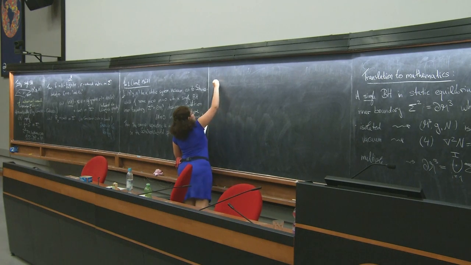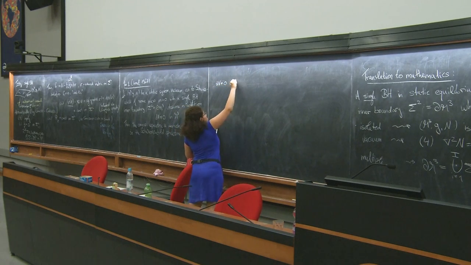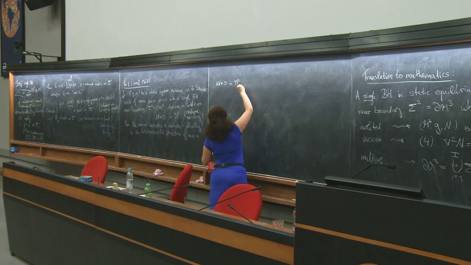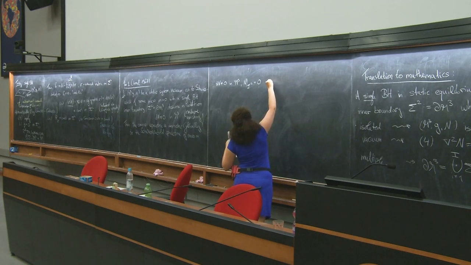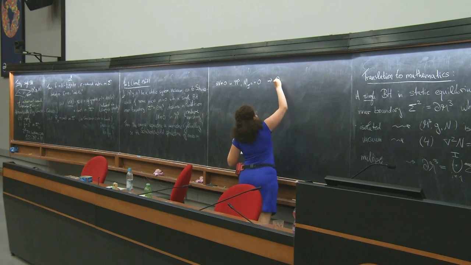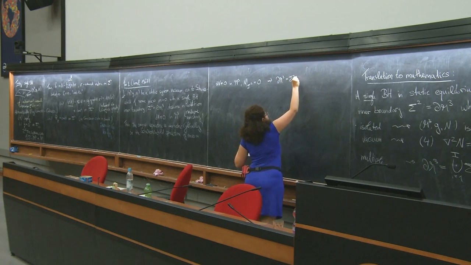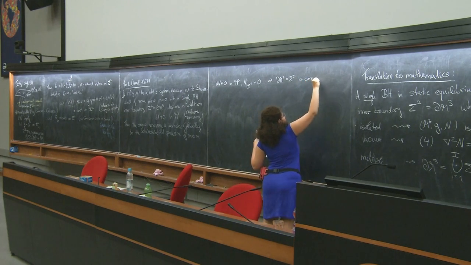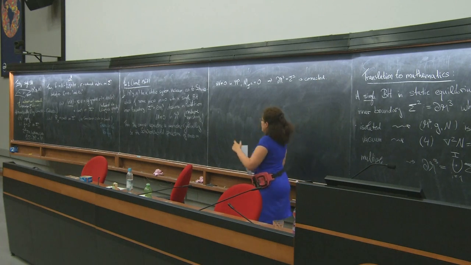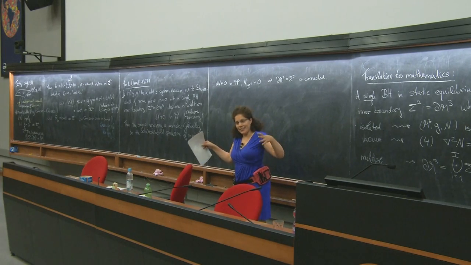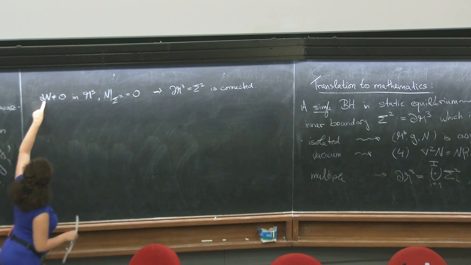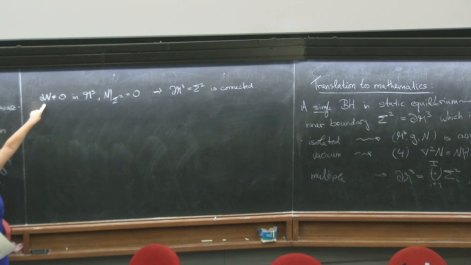So the condition that dN is non-zero in M³, and N on Σ₂ of course is 0 because it's a static horizon, tells us, in some sense automatically, that this is connected. Why is that? Well, this says that N actually does something which is called foliating the manifold. The condition that the gradient doesn't vanish anywhere, by the implicit function theorem, tells you that each point in the manifold lies in exactly one level set of the lapse function.